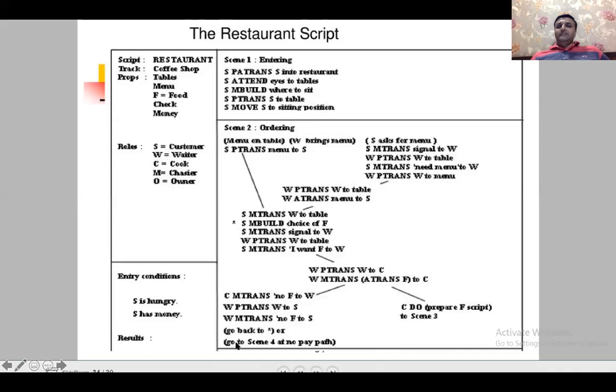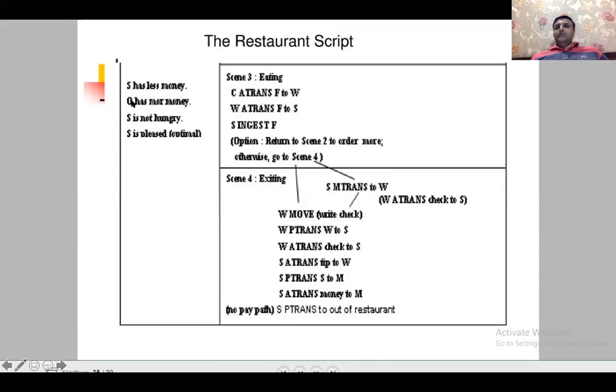So like this, you are supposed to present and explain the entire concept here. Now S has less money. O has more money. S is not hungry. S is pleased. Optimal. So like this, all the scenes are there. So eating: C ATRANS F to W, W ATRANS F to S, S INGEST F, and all this.